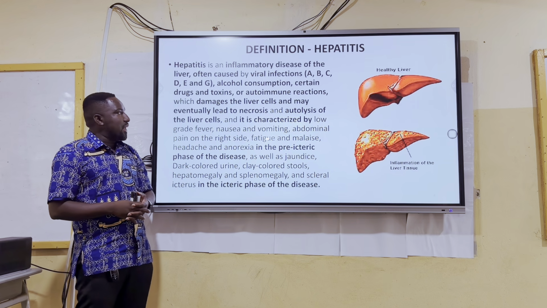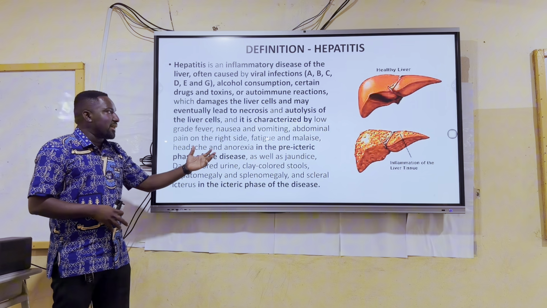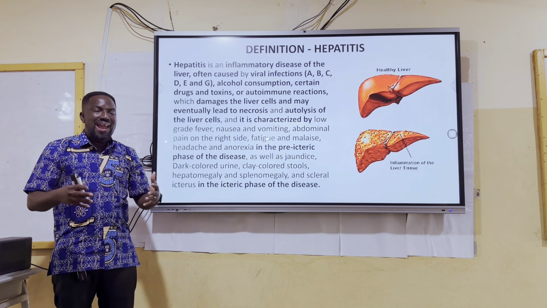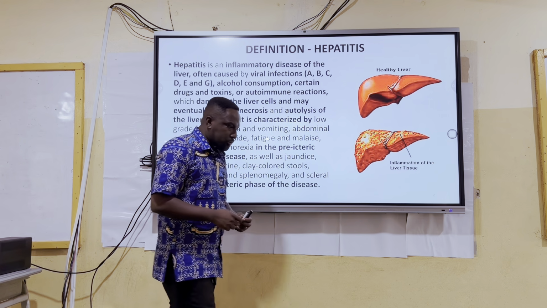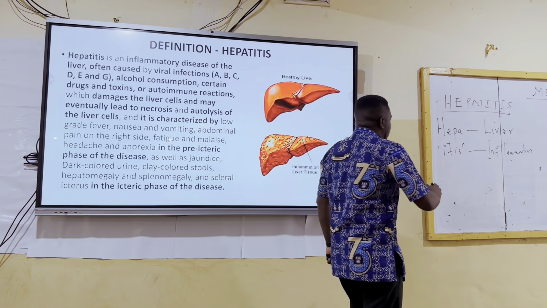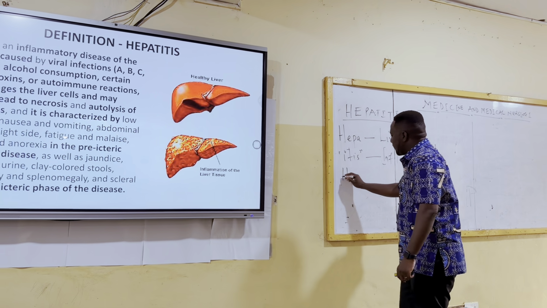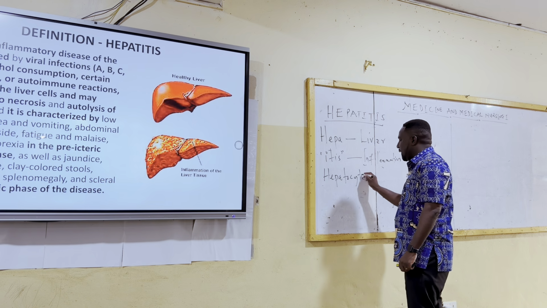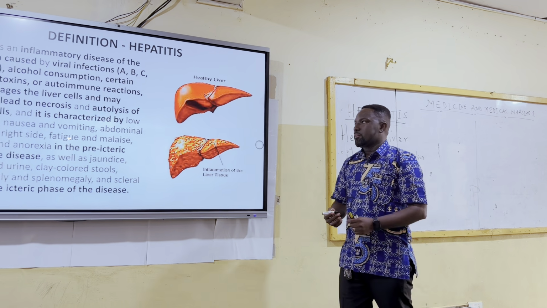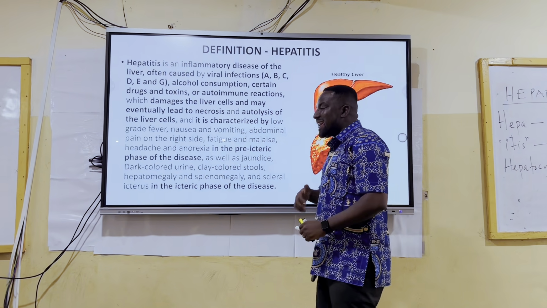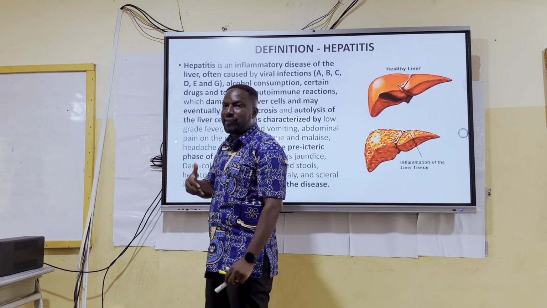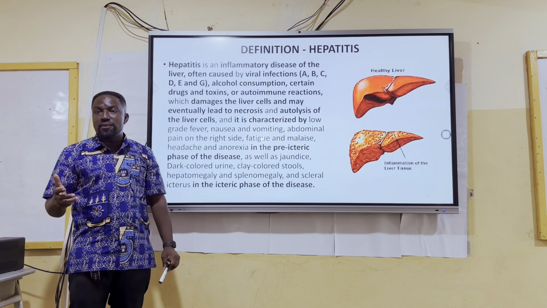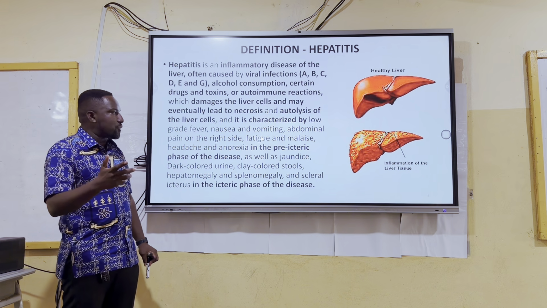When there's an inflammation of the liver, it damages the liver cells, that is the hepatocytes. The liver cells are called hepatocytes. So when there is an inflammation of the liver, it damages the hepatocytes and leads to necrosis. Necrosis simply means death of the cell or death of the tissue.